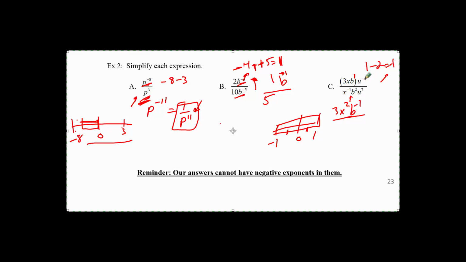And then u to the negative 4 and u to the 7. So negative 4 minus 7 would be negative 11. So this would be u to the negative 11. But our rule is our answers cannot have negative exponents in them. We have 2 negative exponents. So what happens here? These 2 negative exponents have to go in the bottom. U to the first, u to the positive 11.